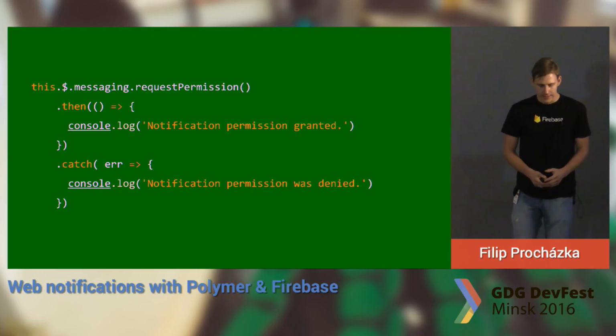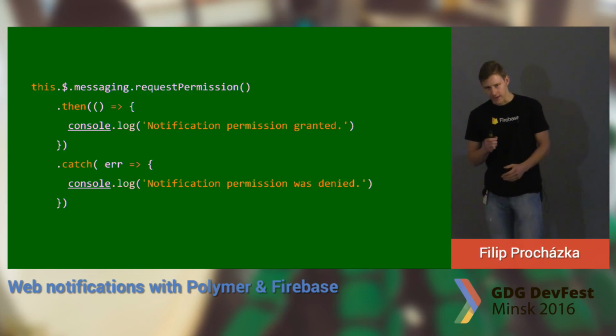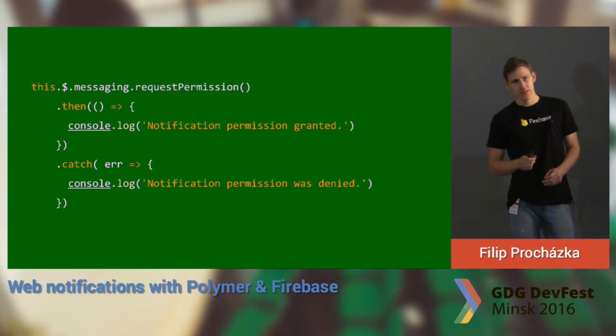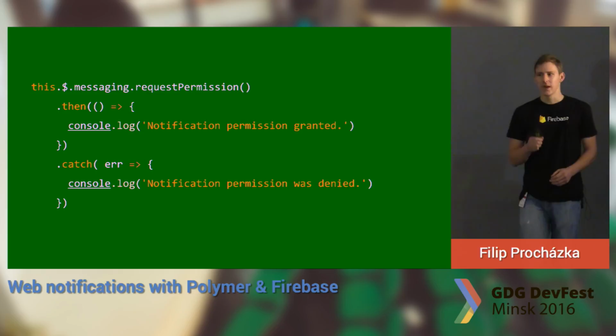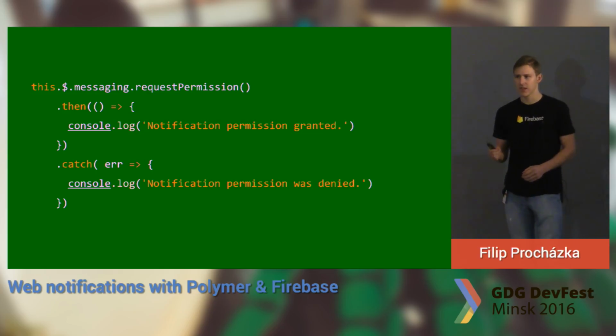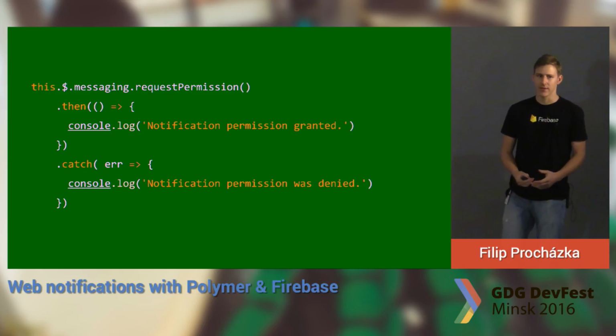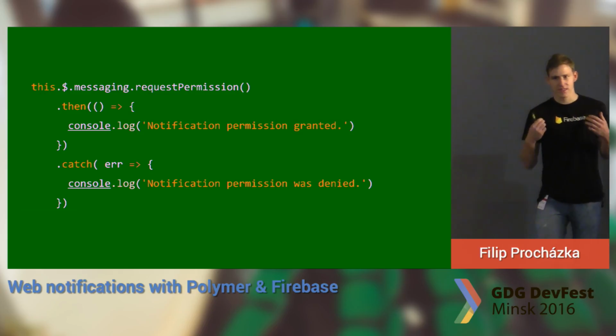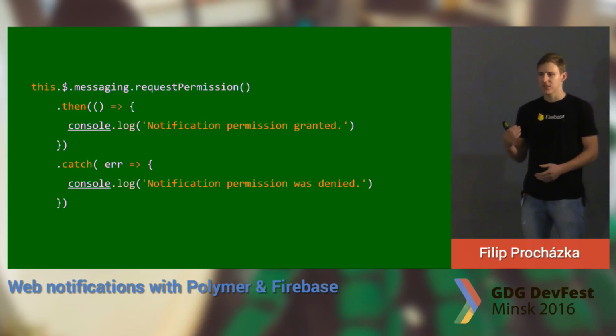But we forgot one important thing, and that's we need to first ask our user for permission to show the notifications. You can't just start showing the notifications right away, because you must imagine that when you are sending a notification, you are disrupting your user.